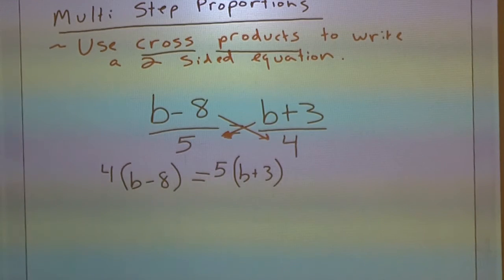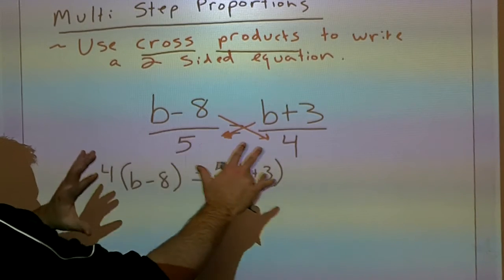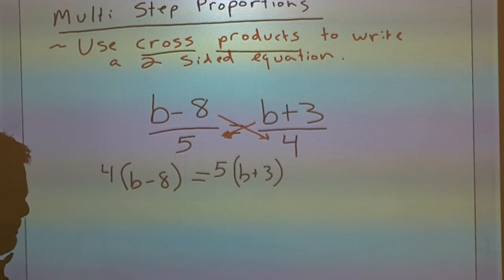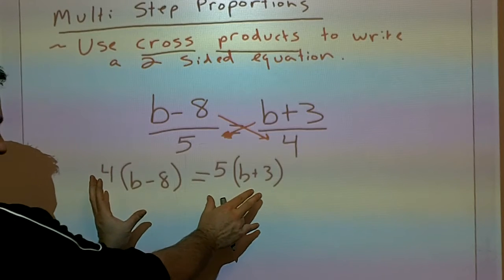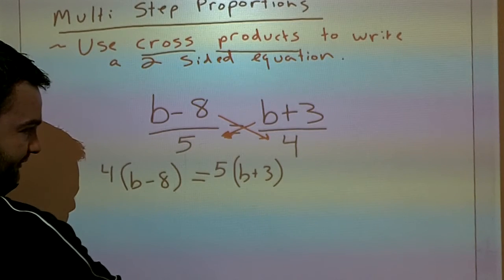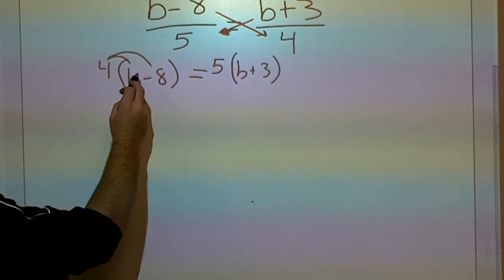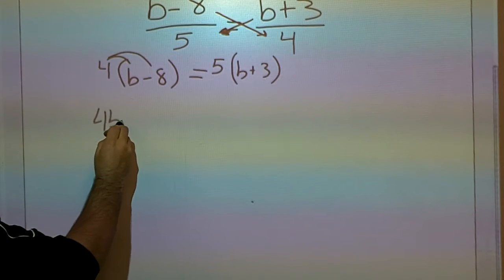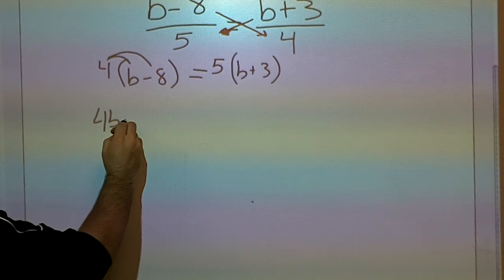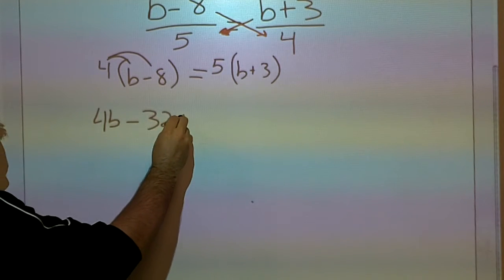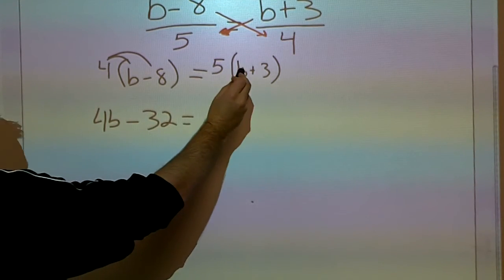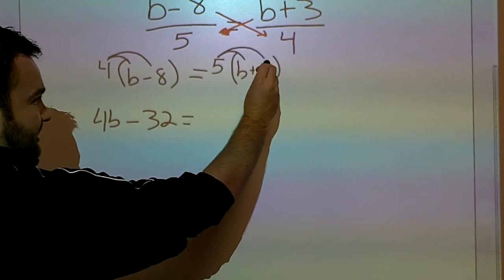Since we're checking to see what number makes this a proportional relationship, we set those equal to each other and solve for b. This is why we need to stay sharp on our equation principles. 4 times the quantity b minus 8, we distribute: 4 times b is 4b, 4 times 8 is minus 32. Set that equal to 5 times b plus 3, distributing here.